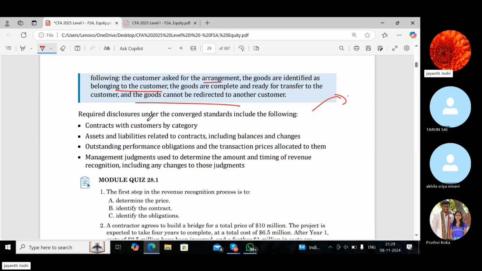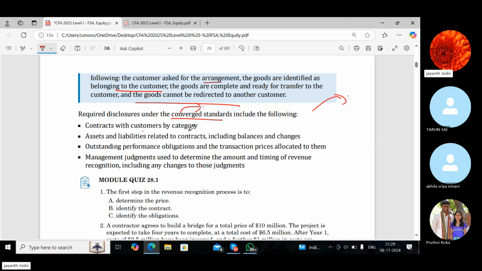Required disclosures: whatever you write on the face of the statement you can show there, but what you cannot show on the face of the statement, you have to give as extra or additional information in the disclosure column. So what disclosures you should give under the converged standards include the following. So here the convergence is clearly seen. Both US GAAP and IFRS have a lot of similarity in revenue treatment.